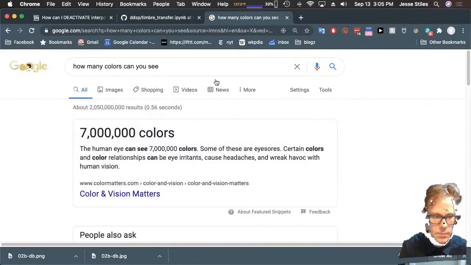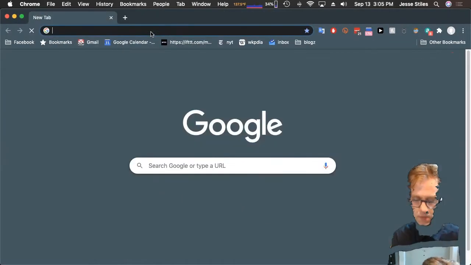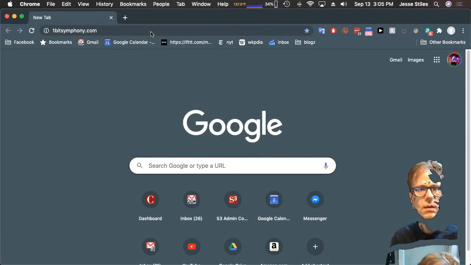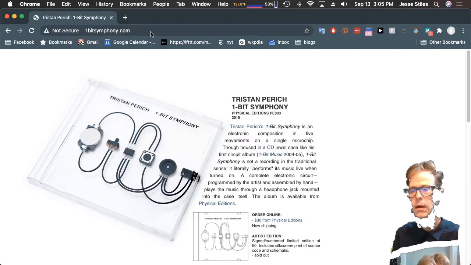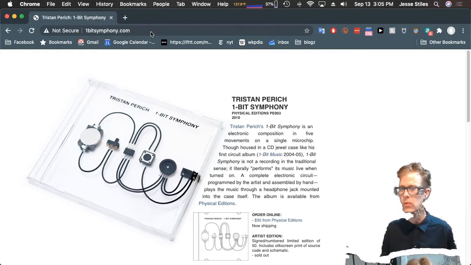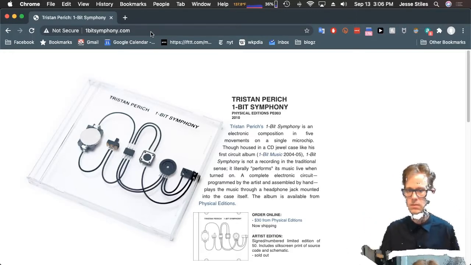An interesting example of this is a piece by an artist named Tristan Parrish, who has created a really amazing portfolio of music that's all encoded with just 1-bit systems.